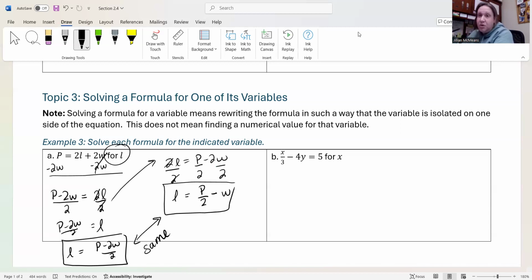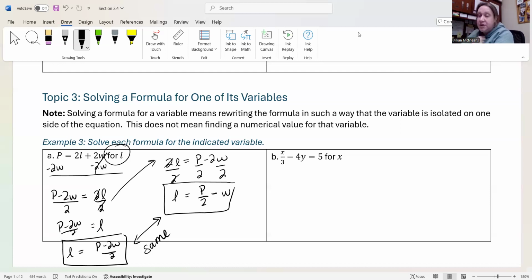Part B is something that you will definitely see when you get to the next chapter. When we start talking about graphing equations in two variables, you'll see stuff like this, where you've got x's and y's and constants, and it is very, very common to be asked to solve for one of the two variables. You typically solve for y. There's a good reason. You'll learn about it much, much later in this class. But for now, we're told to take x over 3 minus 4y equals 5 and solve it for x. That means we want to get the x by itself equal to everything else.